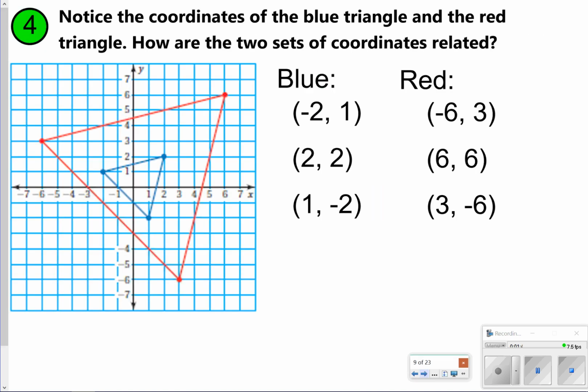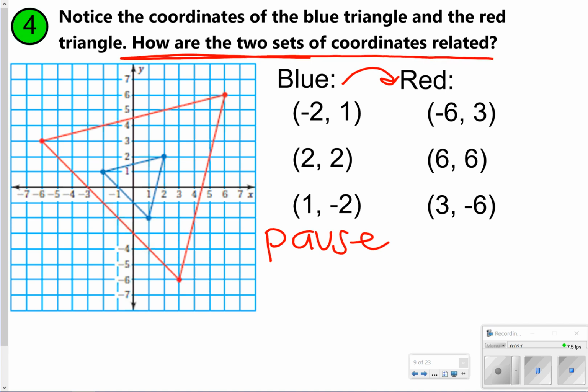The next thing we're going to do is just look at these two coordinates, and I want you to maybe look at how the blue figure, which is a smaller triangle here in the middle, has changed to make the red figure. Also note, I want you to notice the coordinates and how they're changing. How does blue change to red? Go ahead and take time now to pause this video and answer the question, how are the two sets of coordinates related?